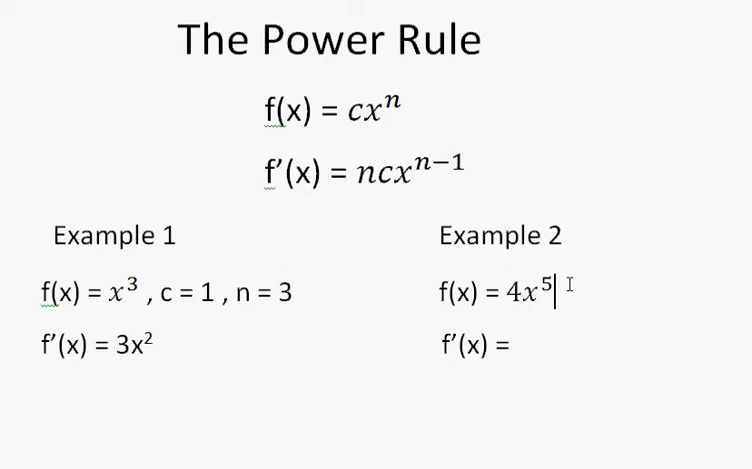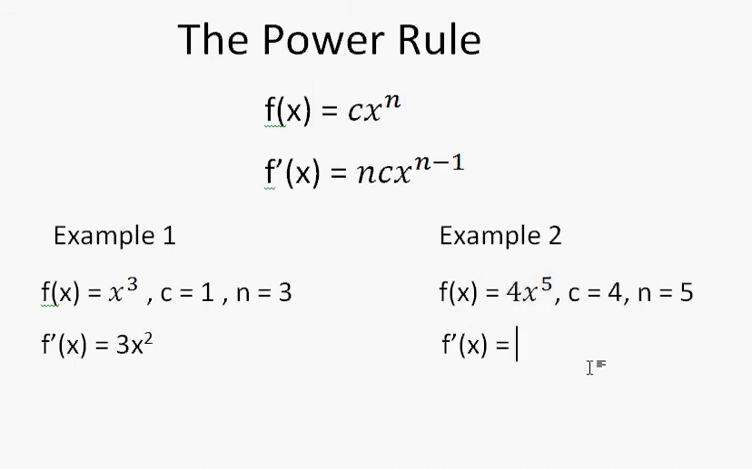Let's look at example 2, which is a little bit harder. We have our function f of x equals 4x to the fifth. We're going to follow the exact same rules, and we'll write out our terms. So c equals, in this case, 4, because that's our coefficient, and n in this case is 5. Like we see up here, f of x equals cx to the n, c equals 4, and n equals 5, that's our power.